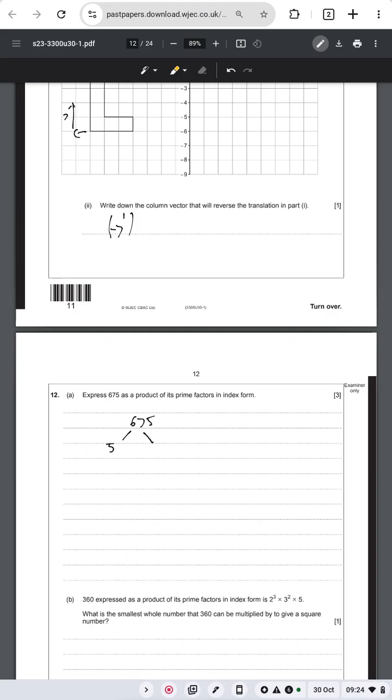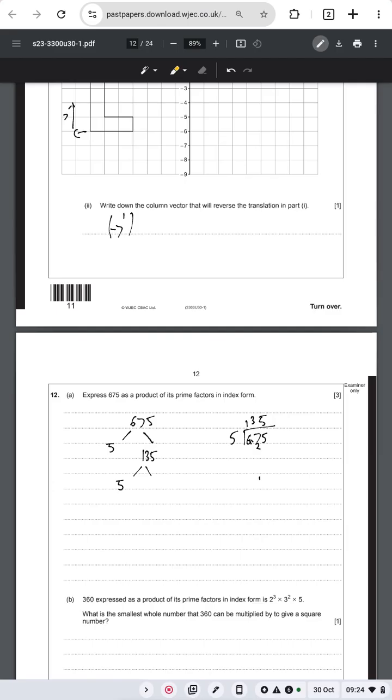And then 675 divided by 5, well, there's 5 in 6, carry 1. There are 3 5s in 15, carry the 2. And there's 5 5s in 25. So this will give this number as 135. So again, this is divisible by 5.